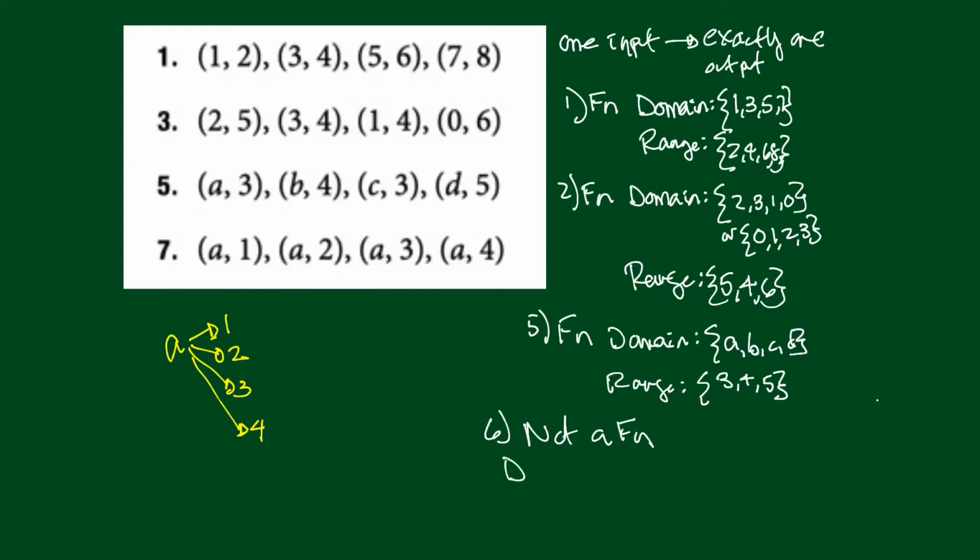But it still has a domain. It's a relation. And the domain is a set of first elements, which is just A, and the range, all right, the range is the set of second elements, 1, 2, 3, and 4.